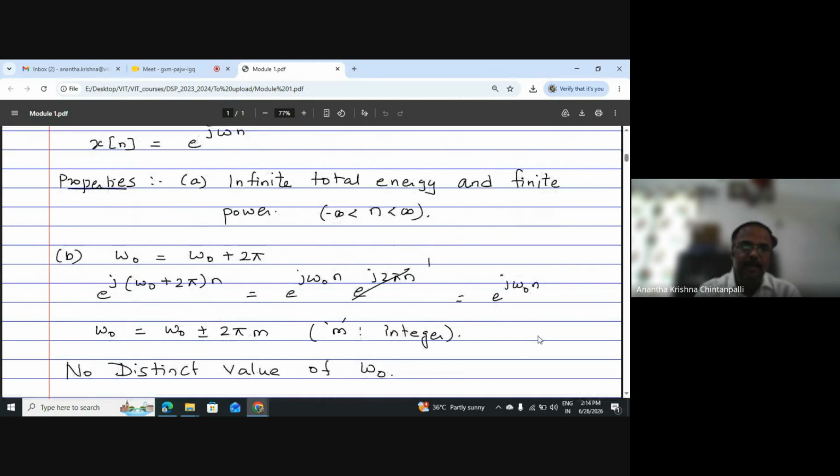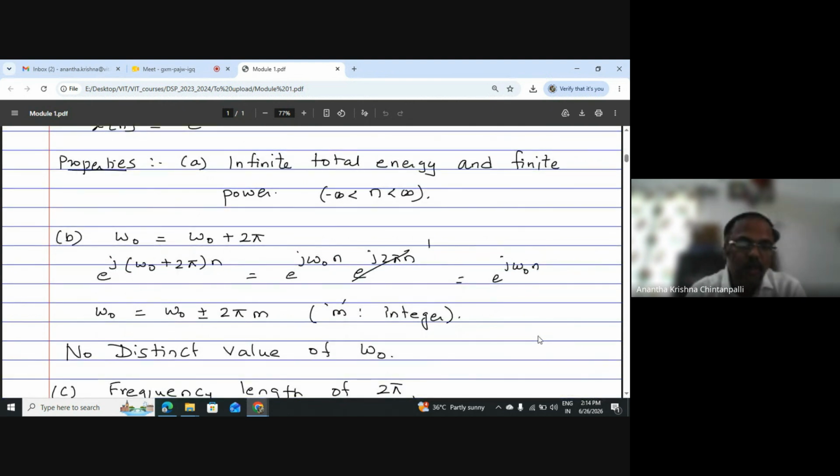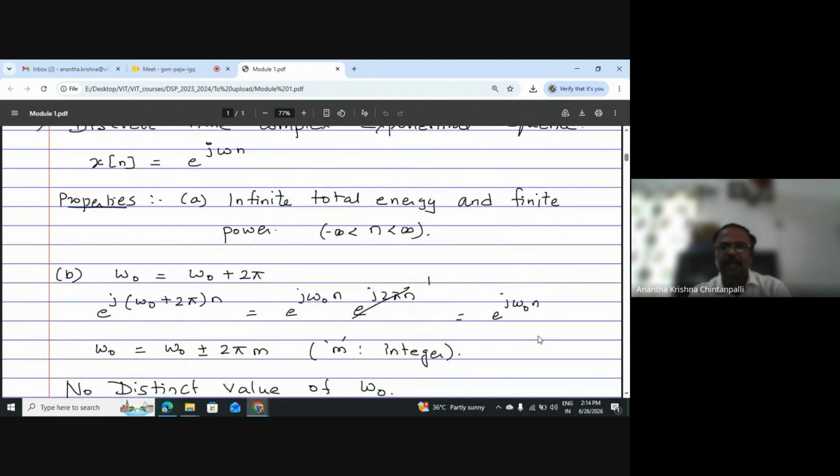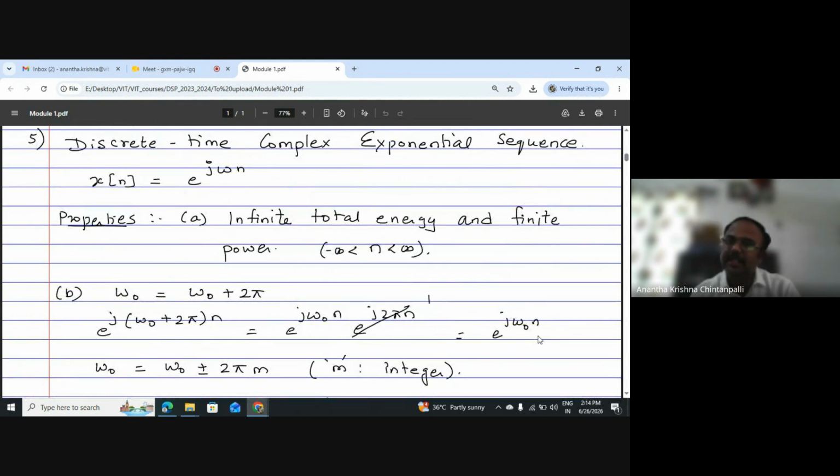So what this is telling me is there is no distinct value of omega naught. After some interval of 2 pi, it is going to be the same omega naught. So omega naught is equal to omega naught plus or minus 2 pi m, where m is an integer. So there is no distinct value of omega naught. Now, this is a very important aspect in terms of discrete signals, or a discrete time complex exponential sequence.